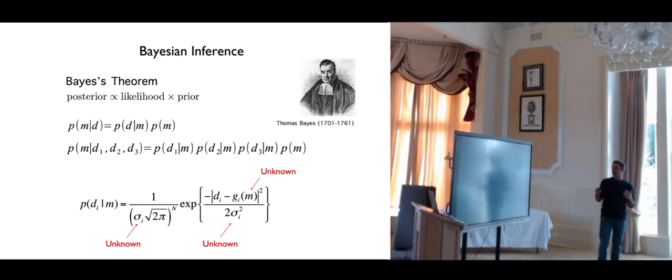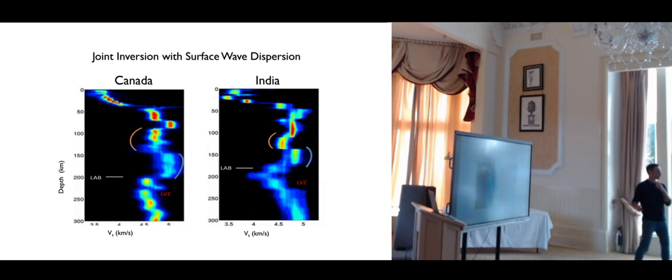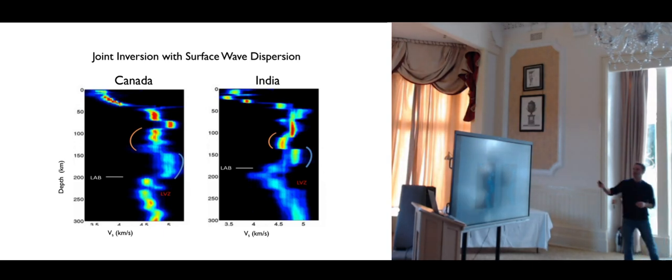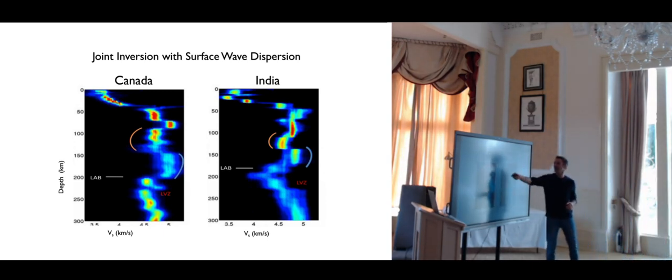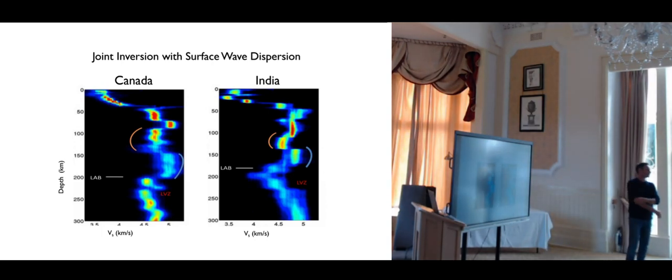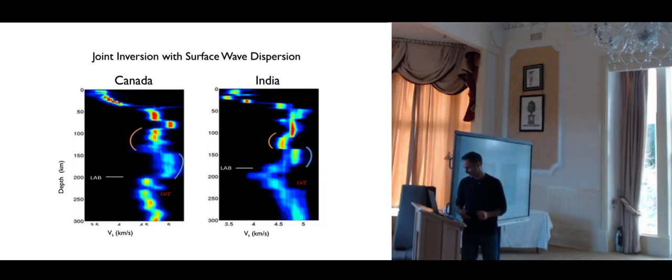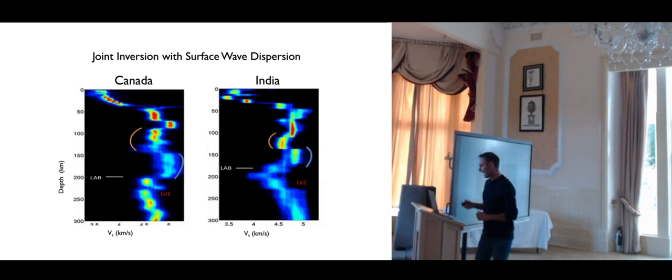So here we can combine together different data sets, and this is an example of application where we are combining surface waves and receiver functions to recover the structure of continents. And we see that the cratons in Canada and India, the oldest continents, are quite similar, and we can actually use this type of method to discover new things about the structure of the Earth. So I'll move on now.